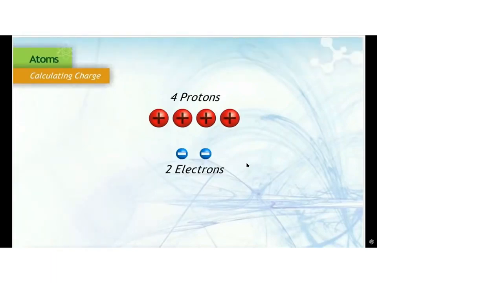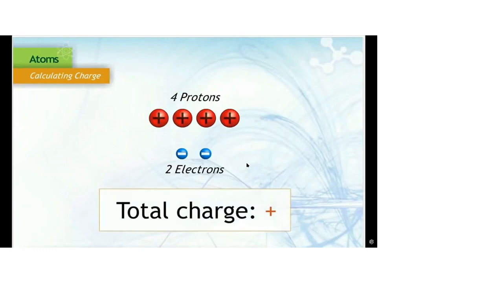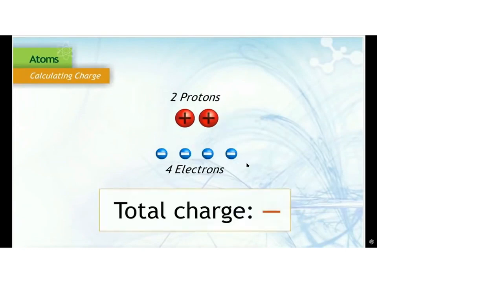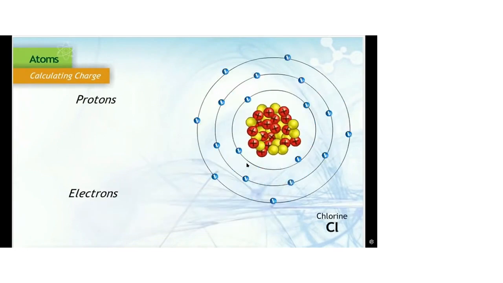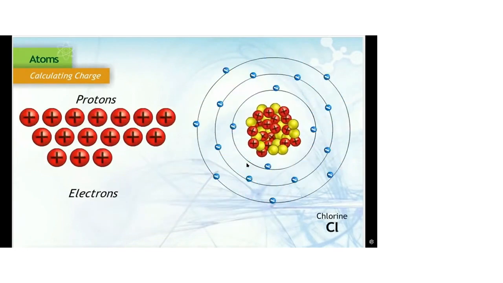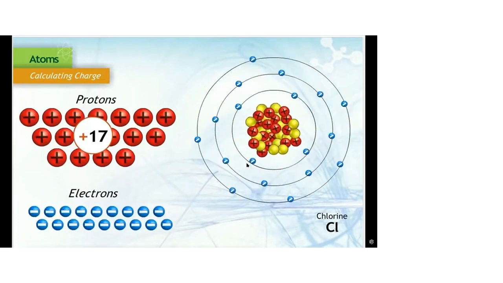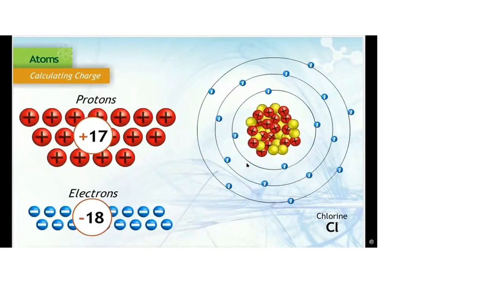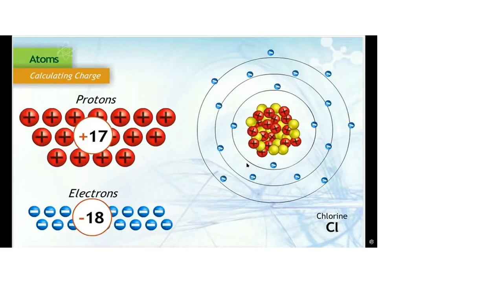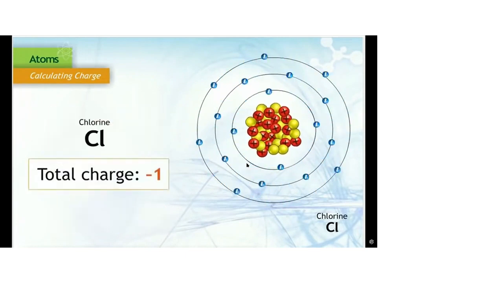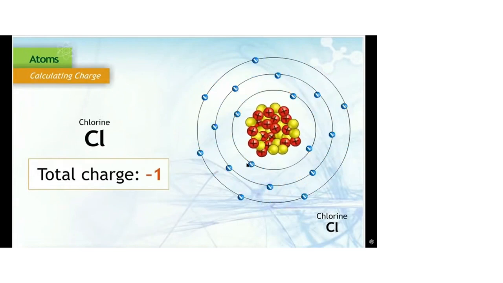By comparing the number of protons to the number of electrons, we can determine whether the charge of an atom is positive or negative, and also calculate the total charge of the atom. For example, if a chlorine atom has 17 protons and 18 electrons, there are 17 positive charges and 18 negative charges. Adding the two results in a charge of -1. The -1 would be expressed as a superscript of the atom.